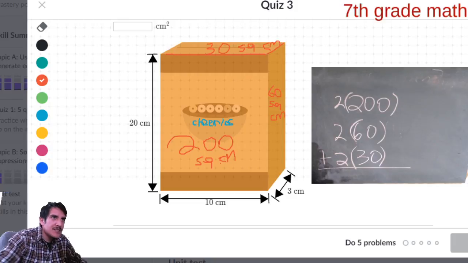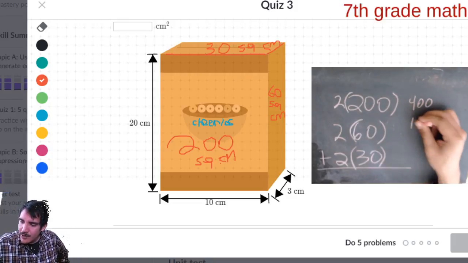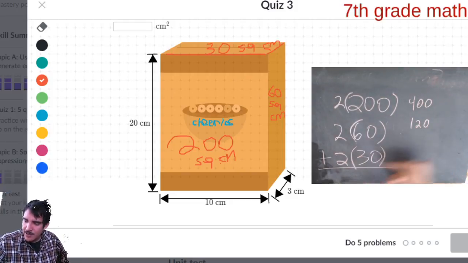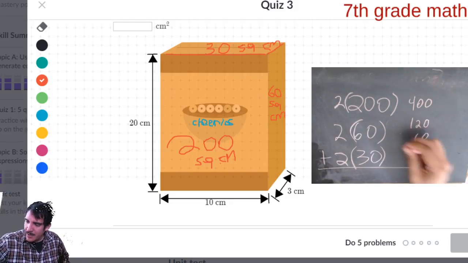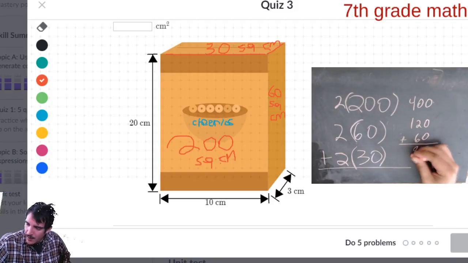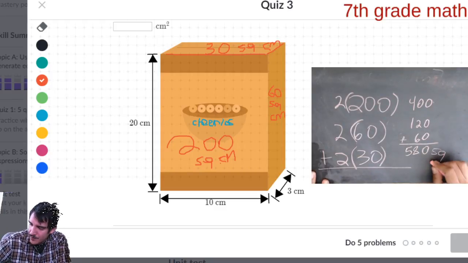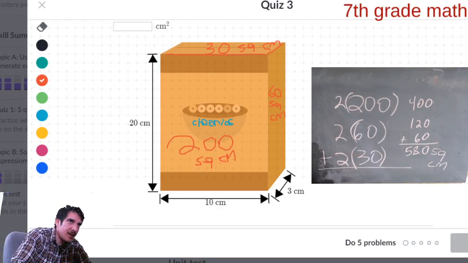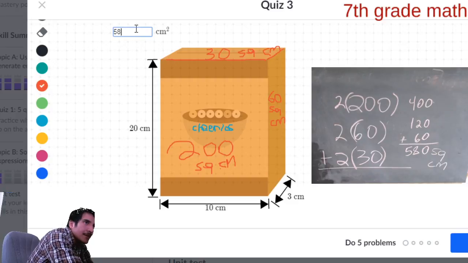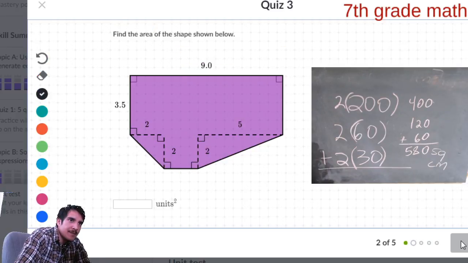Okay? So let's do that. We got 400 on this side, 120 here, and 2 times 30 is 60. So if we add these by hand, which should be pretty quick, you should get 580 square centimeters, because we did all 6 sides, right? So 580 square centimeters. So I'm going to go to the box, I'm going to hit 580. Check it. All right.